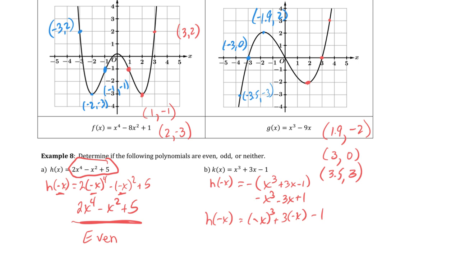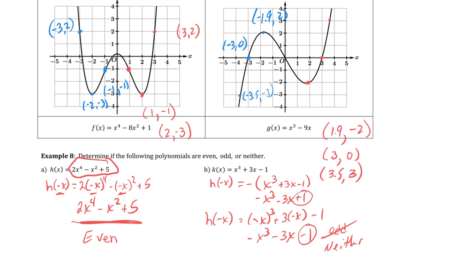When you multiply negative x times itself 3 times, you get negative x cubed. That part's good. 3 times negative x is negative 3x. That part's good. But I get minus 1 here at the bottom. I need it to be plus 1. This is minus 1. It is not odd, so it must be neither.